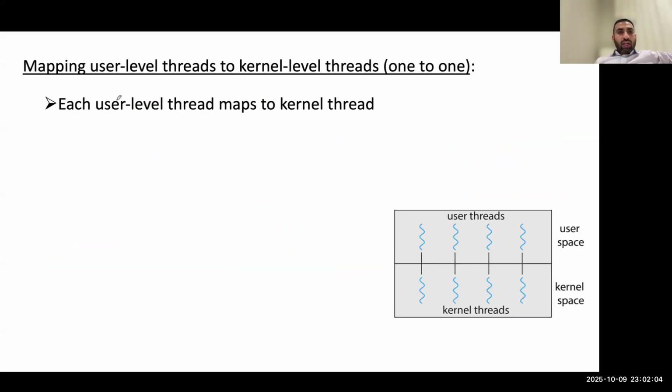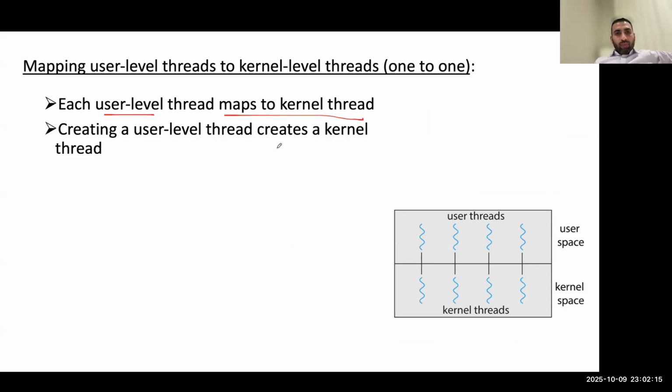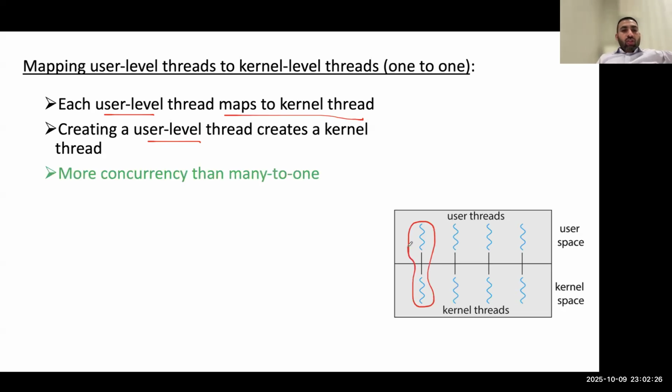Another approach is the one-to-one mapping. Each user level thread is mapped to its own kernel thread, right? So whenever you create a user level thread, a kernel level thread is also created, which will take care of it. This allows more concurrency than many-to-one.